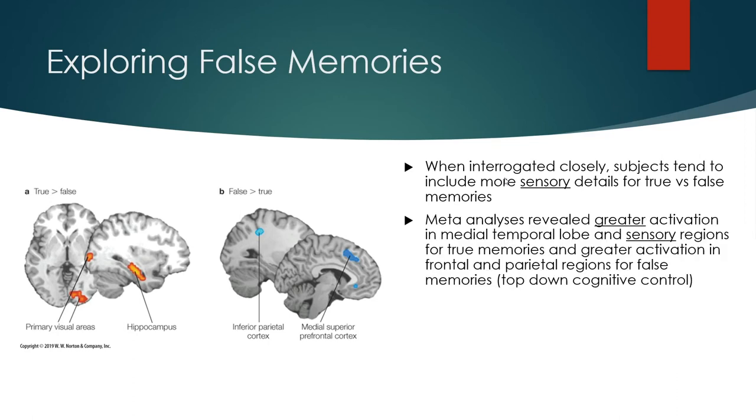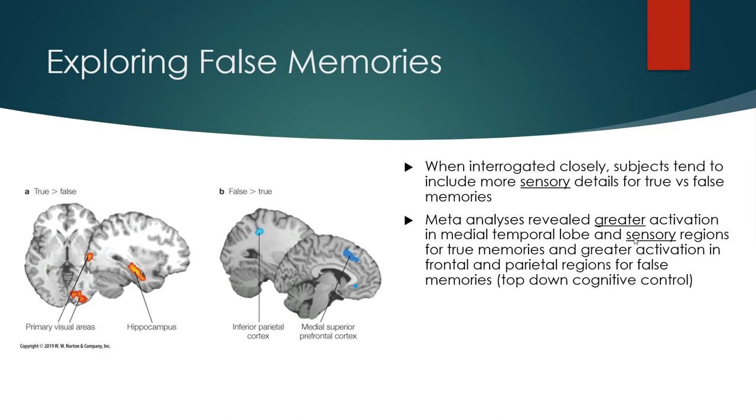When they explored the literature and looked at all of these different studies that have explored this false memory effect, including the brain data, they showed that there was greater activation in the medial temporal lobe and in the sensory regions. This is that idea that when we're retrieving something, we're actually reactivating those sensory regions that were active when we were encoding it.